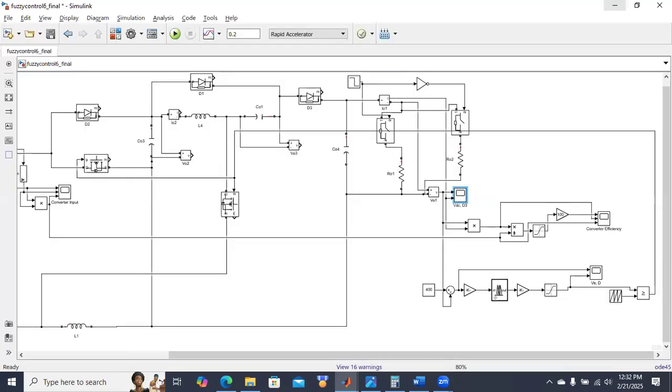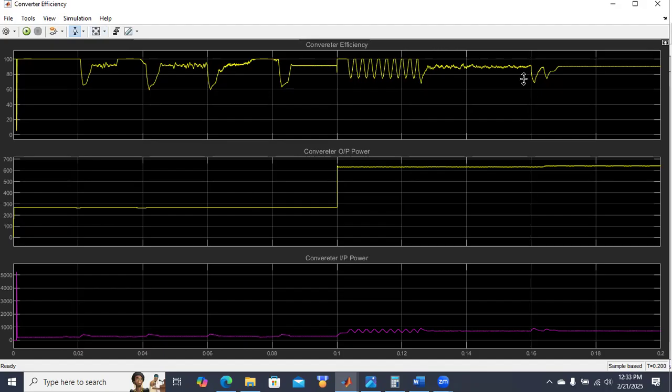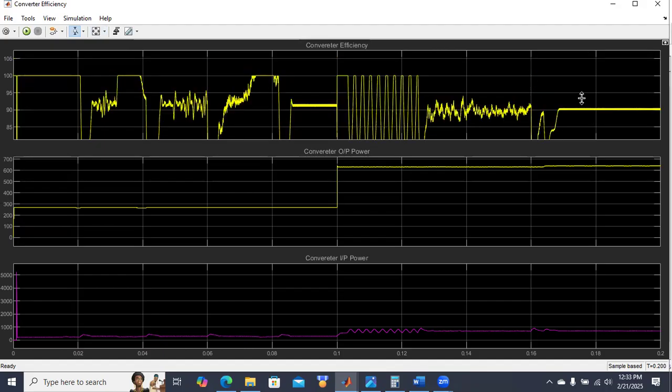So using the fuzzy logic controller, the settling time is less, and here the functioning time is much less, because during emergency it will act through the battery. And this is the efficiency and output power curves. The efficiency is around 90 percent we are getting.